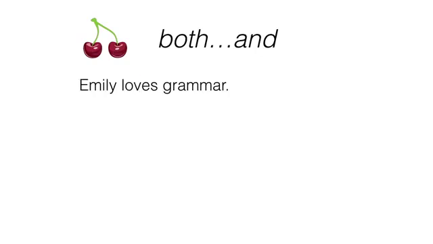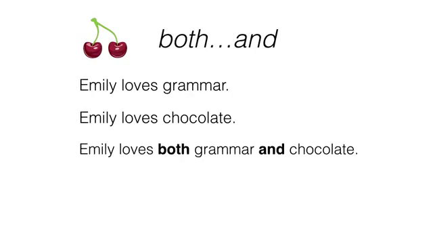Of course, you may not have two different subjects that you'd like to emphasize. Take a look at the following example. Emily loves grammar. Emily loves chocolate. Emily loves both grammar and chocolate. Now, grammar and chocolate are the two different elements in these first two sentences. And this time, they aren't the subjects.